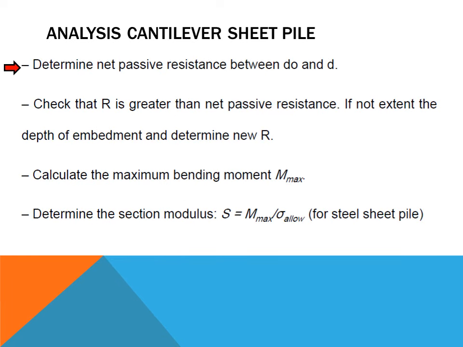Then we determine the net passive resistance between the D node and D, and then we check that R is greater than the net passive resistance. If not, extend the depth of embedment and determine the new R. Finally, we can calculate the maximum bending moment, and then we can determine the section modulus of the steel sections based on the maximum moment divided by the allowable stress of the steel sections. Those are the steps involved in analyzing the cantilever sheet pile.